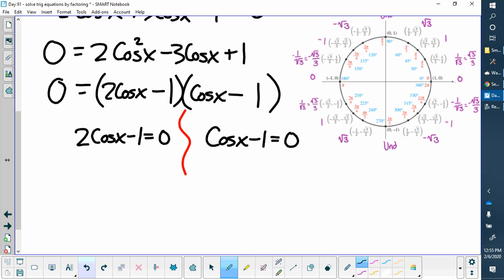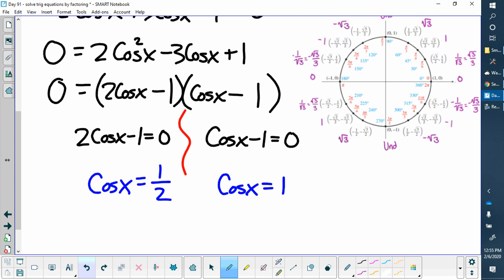The one on the left is a 2-step equation. I would have to add 1 to both sides and divide by 2. And when I do that, I get cosine of x equals 1/2. And this is a 1-step equation. I would have to add 1 to both sides. When does cosine of x equal positive 1?